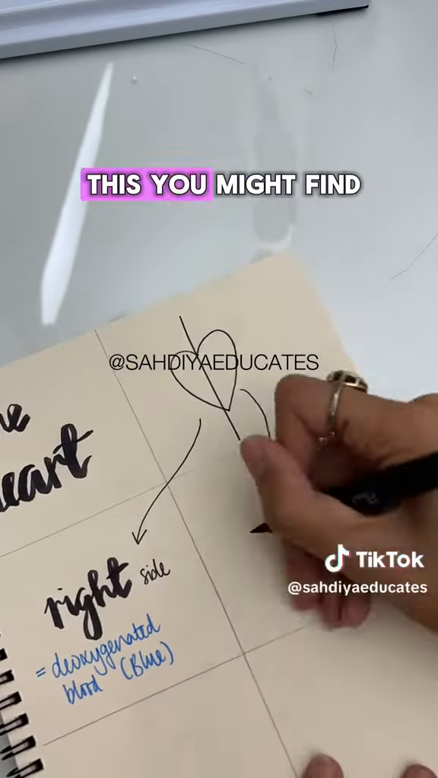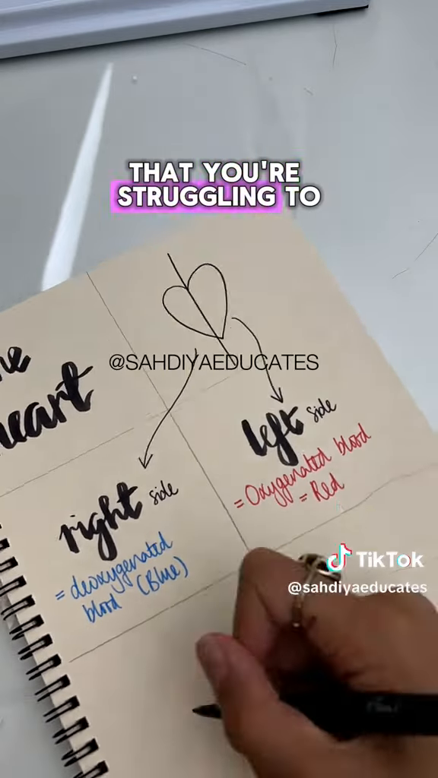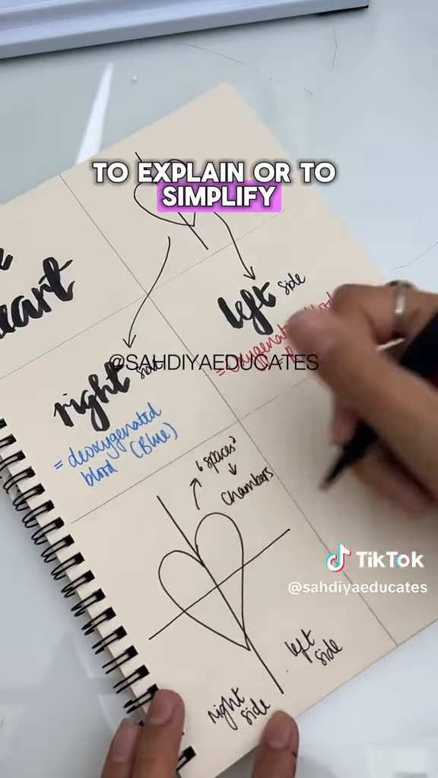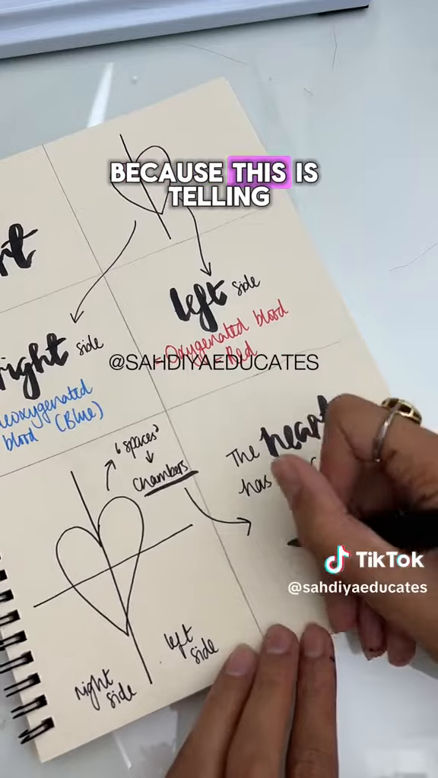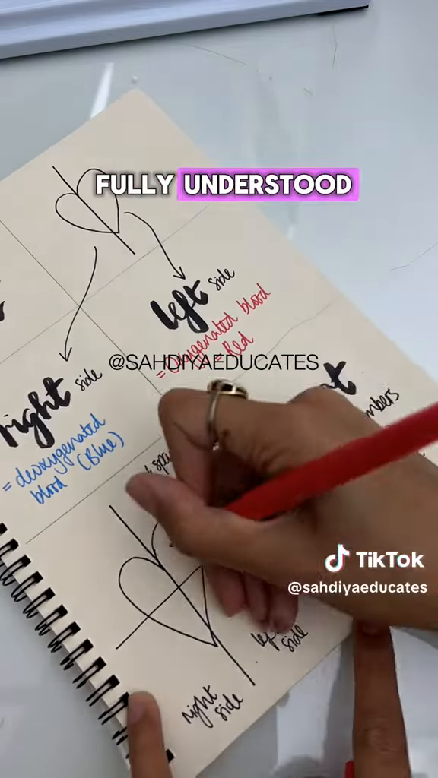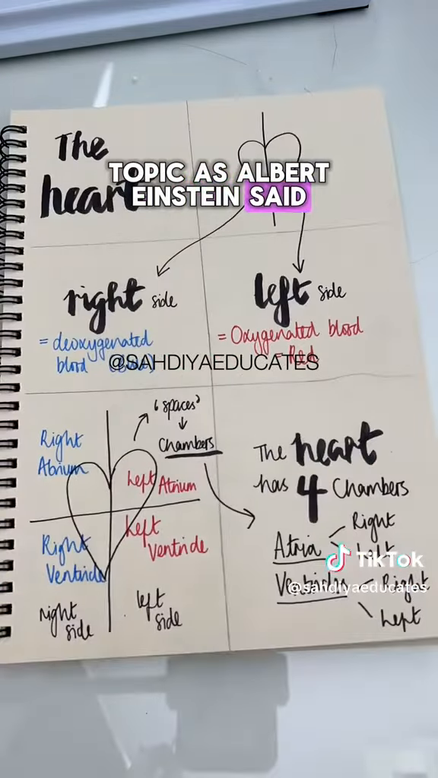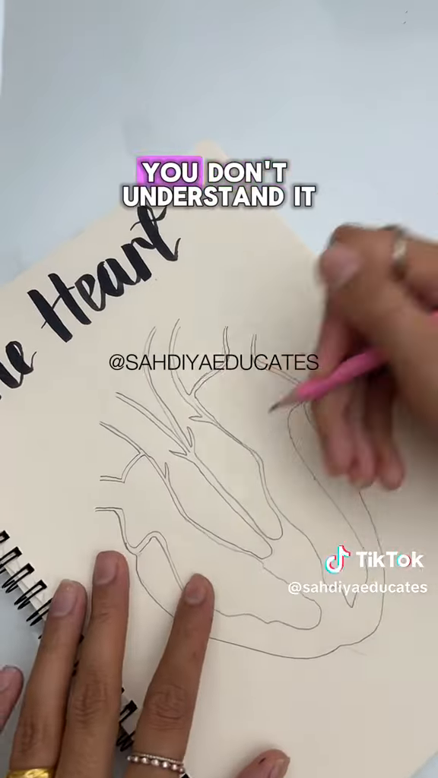Now, as you're doing this, you might find that there are bits of the topic that you're struggling to break down, to explain, or to simplify. This is really important because it's telling you that you haven't fully understood that part of the topic. As Albert Einstein said, if you can't explain it simply, you don't understand it well enough.